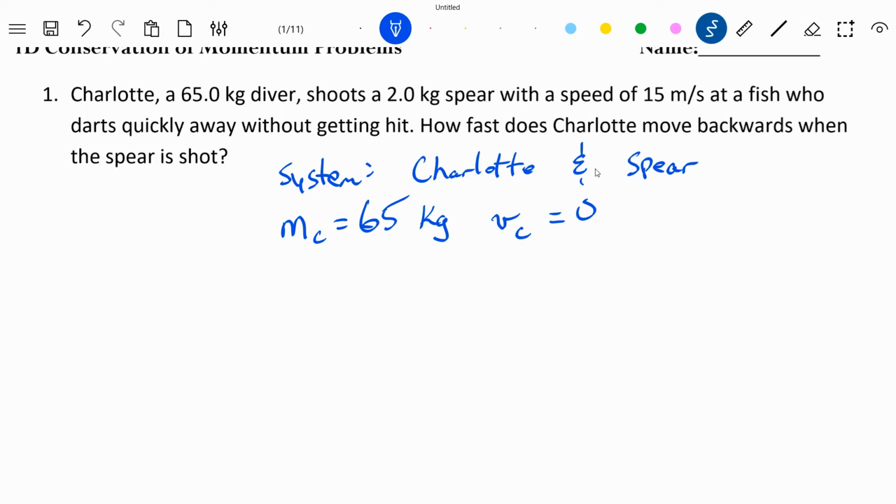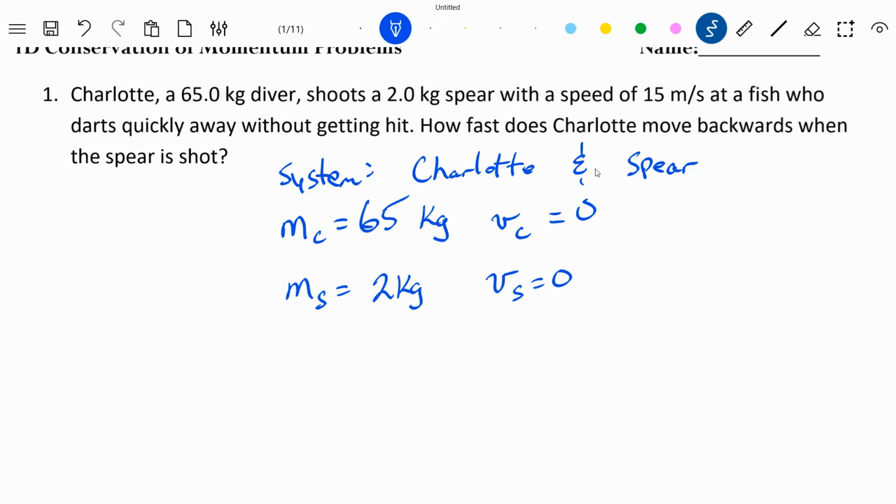So the velocity of Charlotte initial, 0. I'm not using an I for initial, I'm using the prime, no prime notation. So that's the velocity of Charlotte, no prime. Okay, so then there's a spear. The mass of the spear is 2 kilograms. And again, before it was shot, I'm thinking that the velocity of the spear was 0.